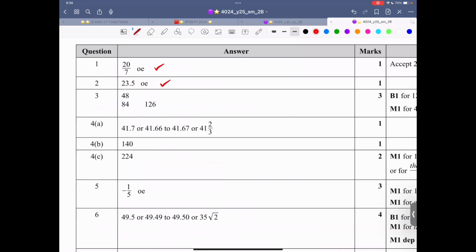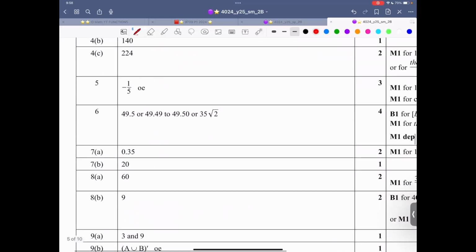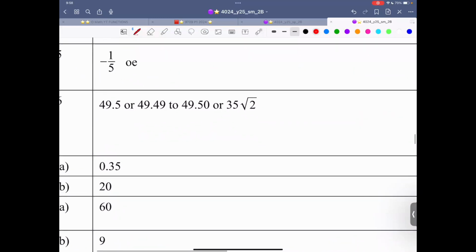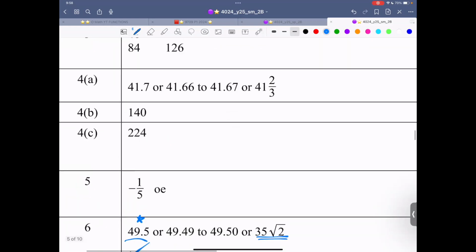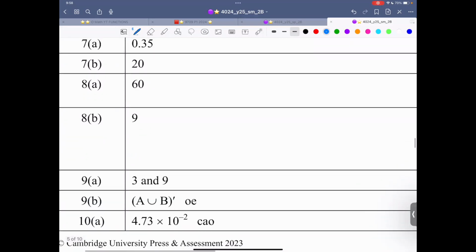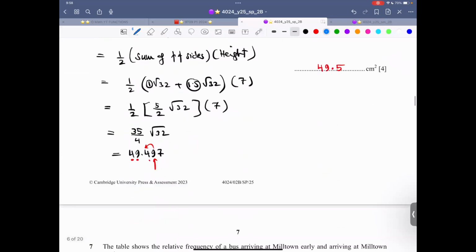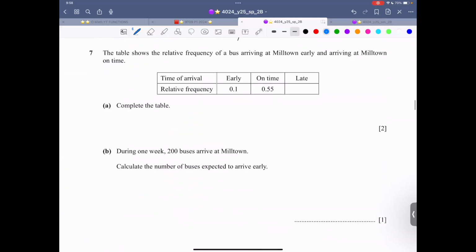So question number 6, no harm in checking the answer. They have given us different answers. Look at all these answers. 49.5, that is what I have given. You can also leave the answer in the square root form, but I think let's stick with decimals, and this is perfect. So now let's move ahead and let's start with question number 7.